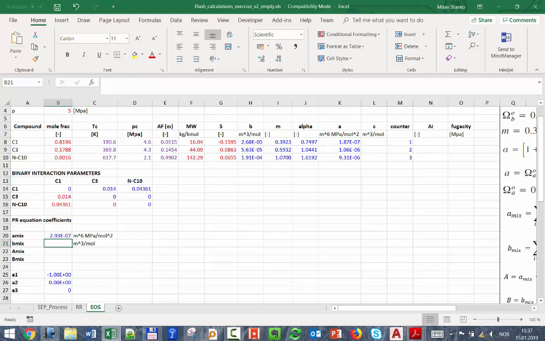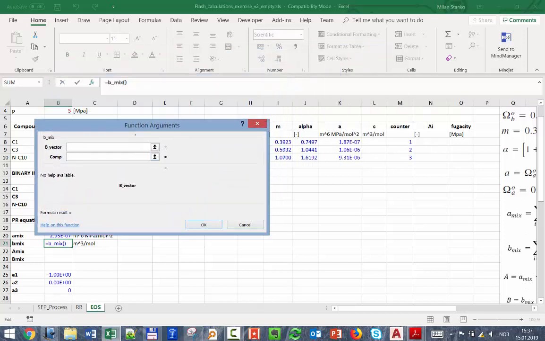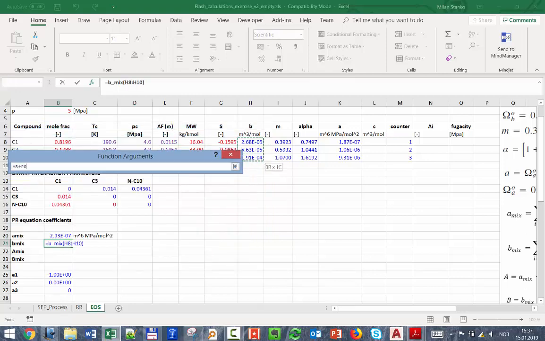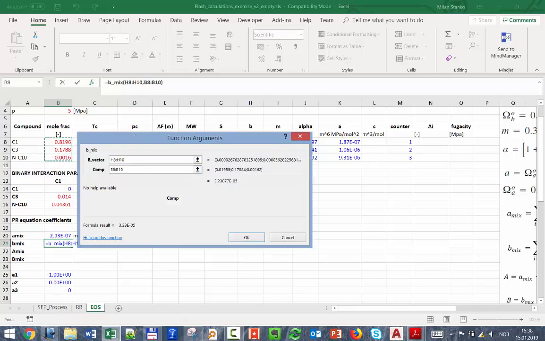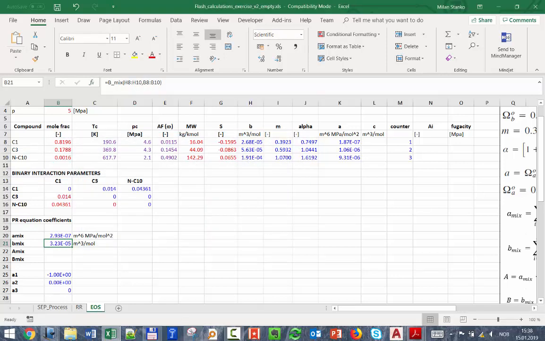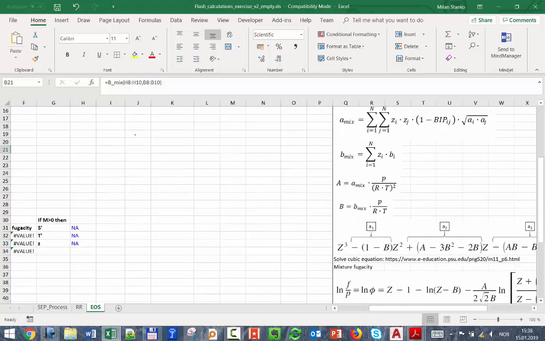B mix, the B vector and then the composition. And the same thing here, 3.23 is very close to methane. Now let's go back to the right. What else do I have? Still I'm not finished.